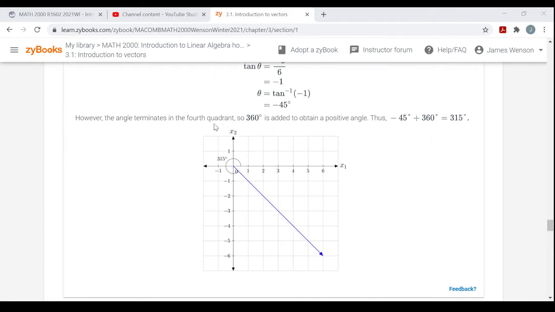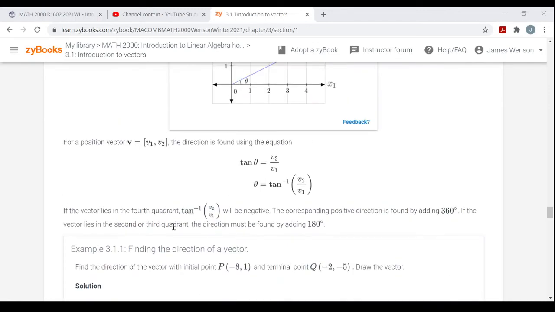So you've got to pay attention. I would recommend drawing a picture, paying attention to the quadrants, and then using their little guide up here. If it's in the 4th quadrant, you take this inverse tangent of the 2nd component over the 1st component of the vector, and add 360. If the vector is in the 2nd or 3rd quadrant, take that same formula and add 180.